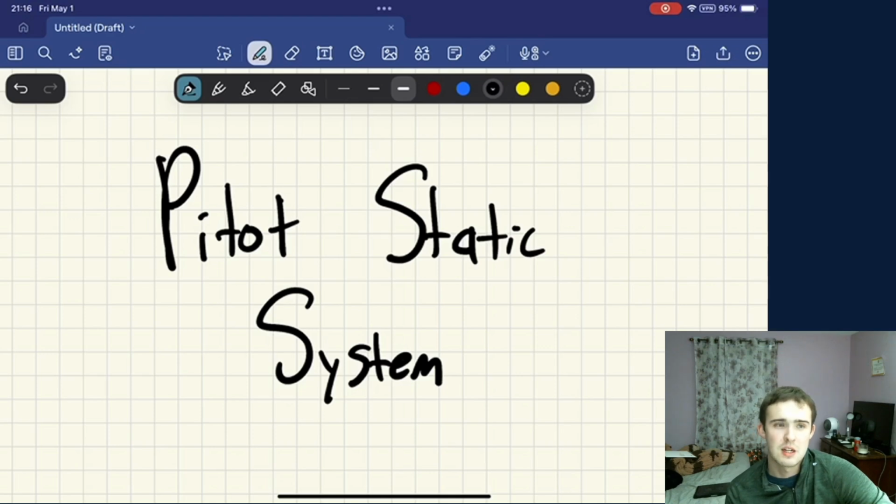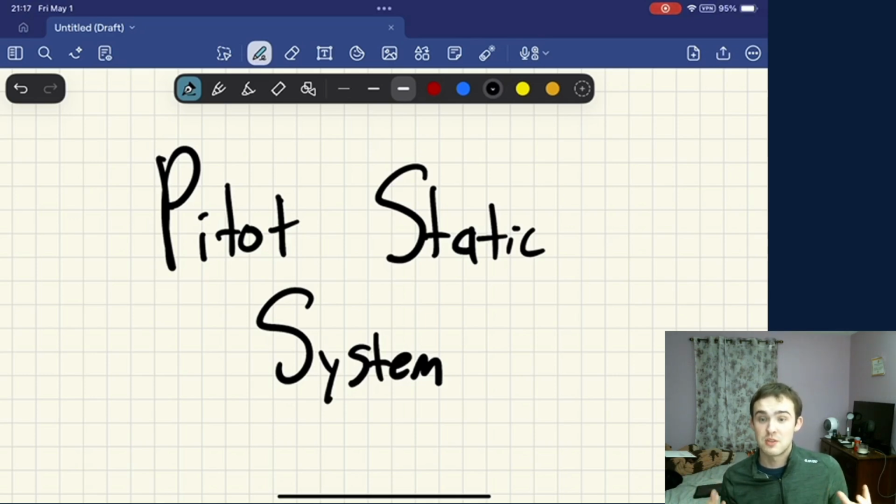I want to break down a quick myth, because people think it's super complicated. It's really not that complex of a system. There are obviously 3 different instruments, and there are really 2 different principles or inputs to those instruments that we're concerned with when we're dealing with the pitot static system. So it's not something to get super scared of or super worked up about.